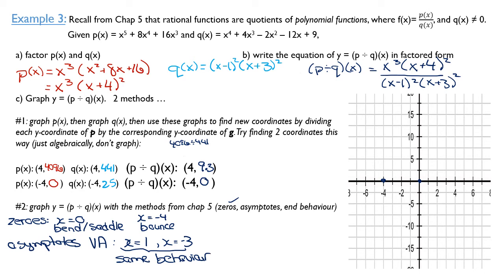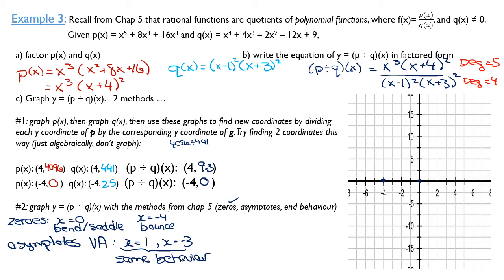Okay, we talked about the vertical asymptotes. Do we have a horizontal asymptote? Now we're going to look at the degrees. The degree of the numerator, that's p of x, is 5. Put that up here. The degree of the numerator is 5. The degree of the denominator is 4.